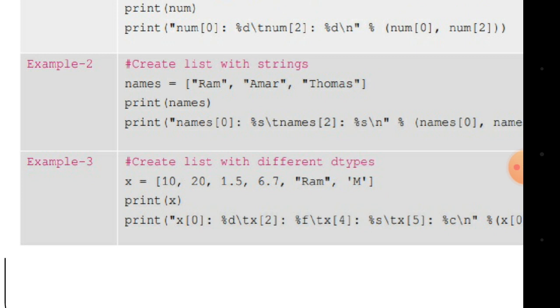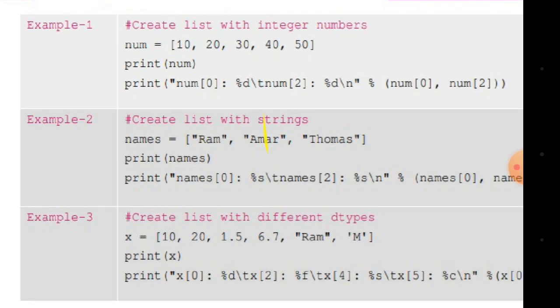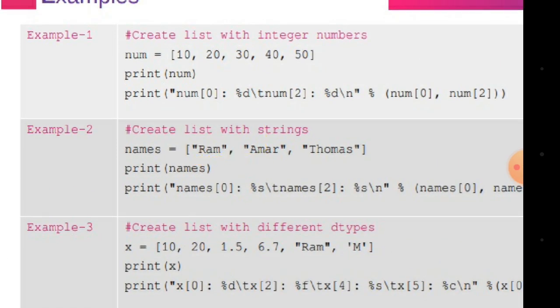So how do we print this? \t is for spacing purpose, and %d is the format specifier. Once you print this, you will get the output as 10, 20, 30, 40, 50. So students, just open your Python IDE on your system and type it once, then you will get the solution.